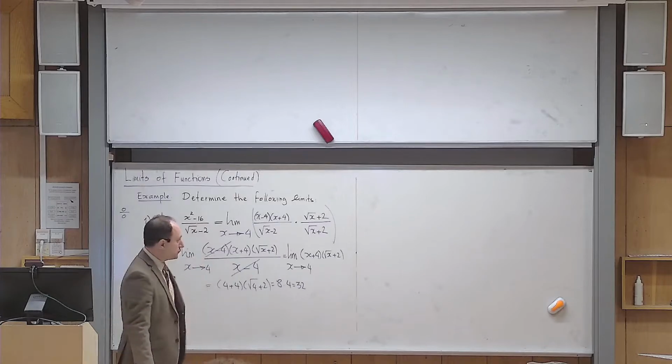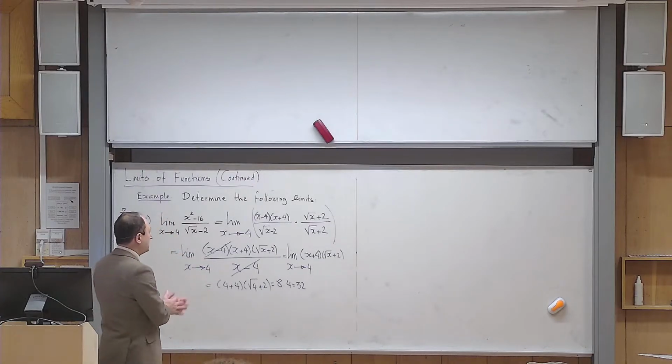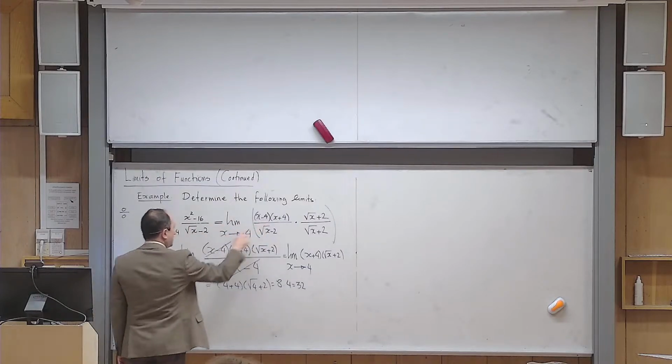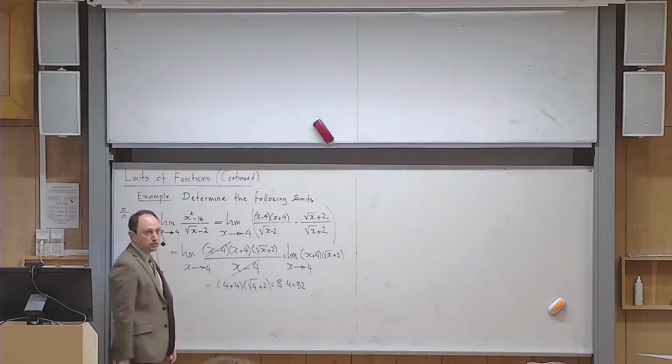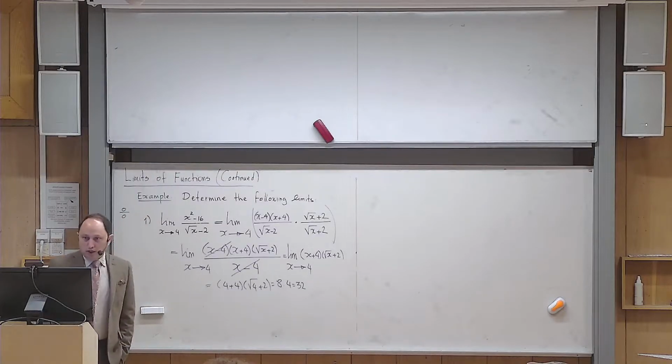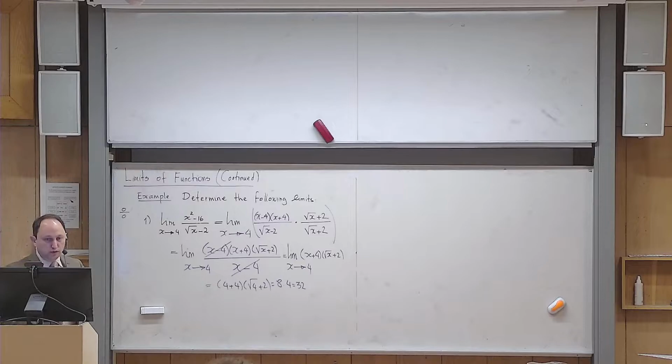Okay, so this was one problem containing important features. Factorization was included. Multiplying by the conjugate was also included. Any questions here? Okay, so let me give you another problem. Wait for you to solve it for me, okay?